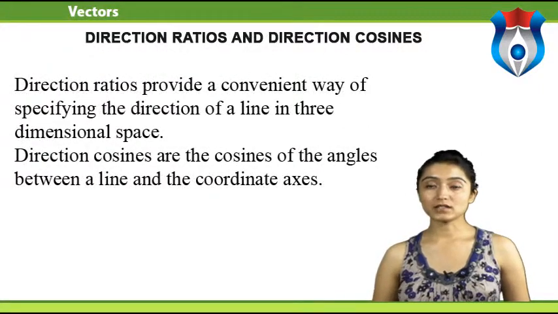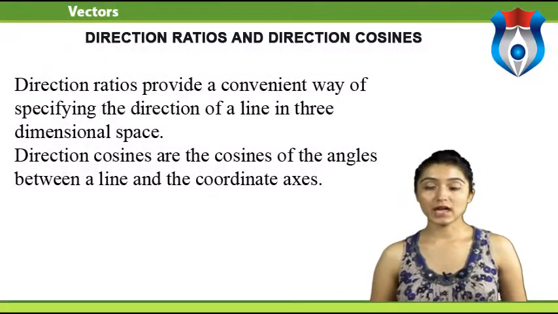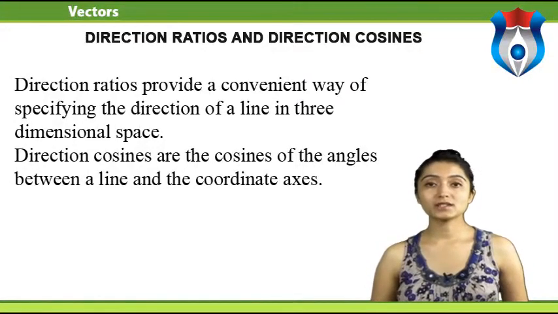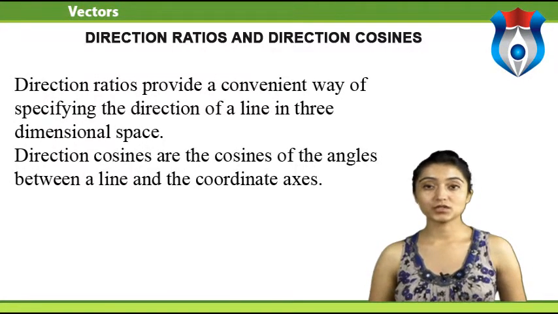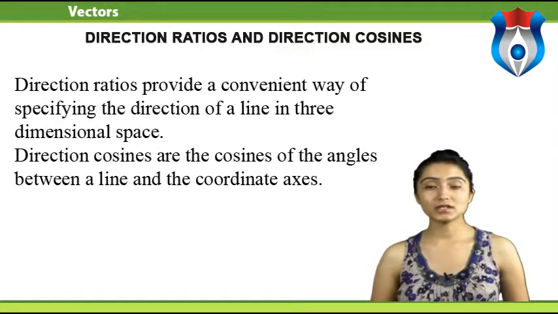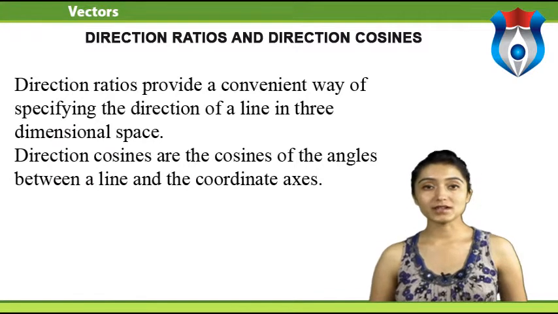Now we will discuss direction ratios and direction cosines. Direction ratios provide a convenient way of specifying the direction of a line in three-dimensional space. Direction cosines are the cosines of the angles between a line and a coordinate axis.